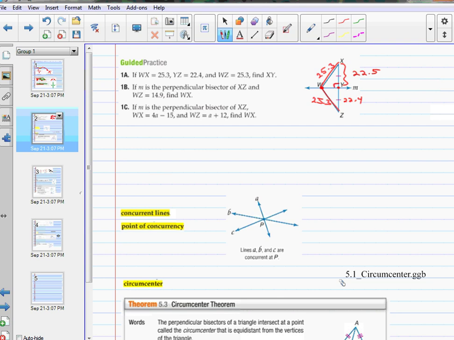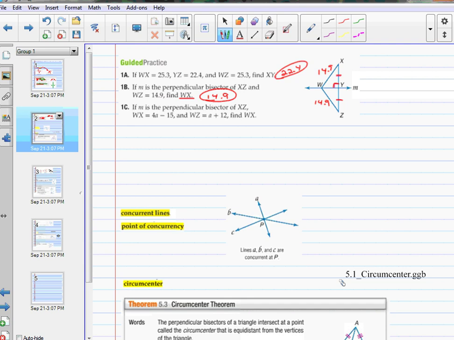If M is the perpendicular bisector of XZ, so we have something new. If M, line M, is the perpendicular bisector of XZ. So now they actually are telling us what these marks mean. And WZ is 14.9. Then they want to know, what is WX? 14.9. So these are easy things as long as you remember the theorem. 22.4, that was our answer from right up there.